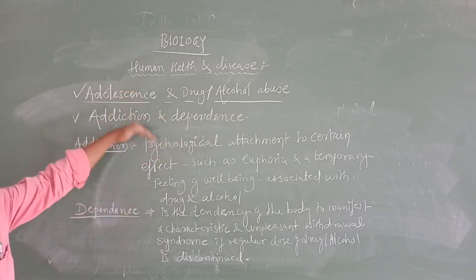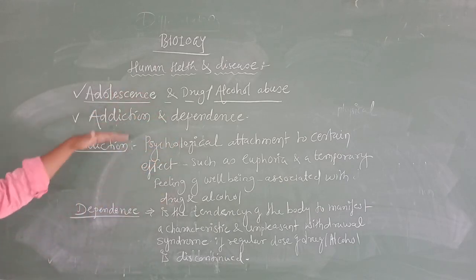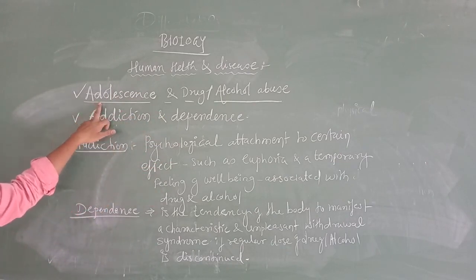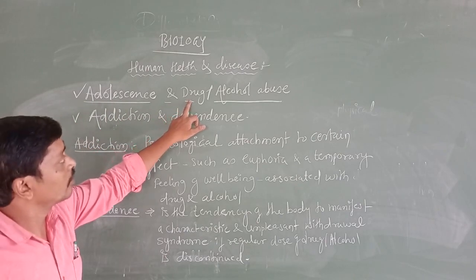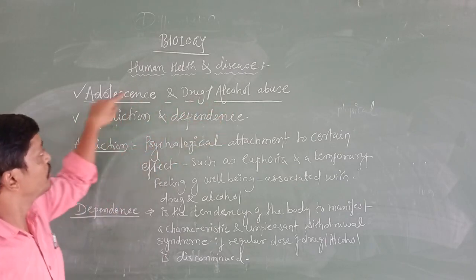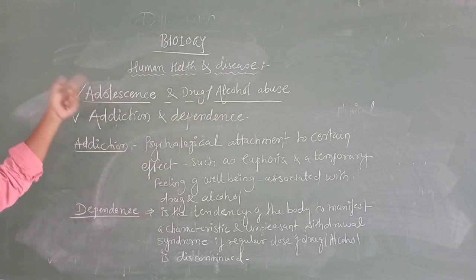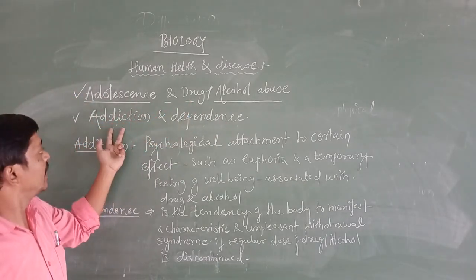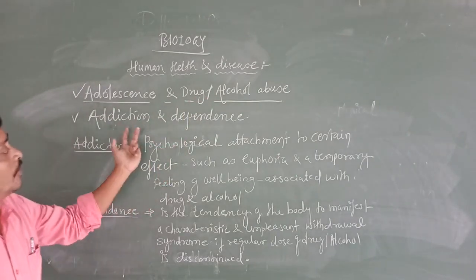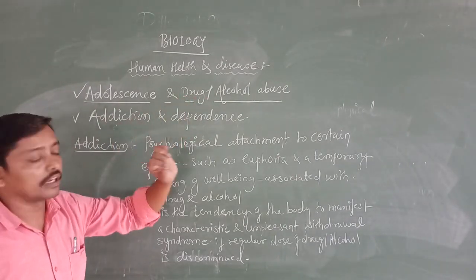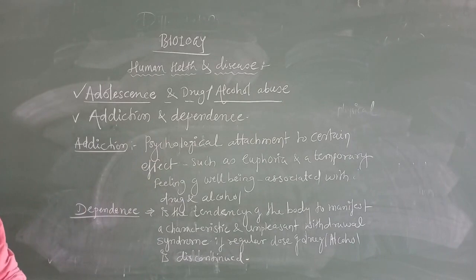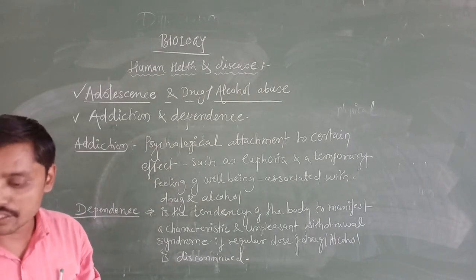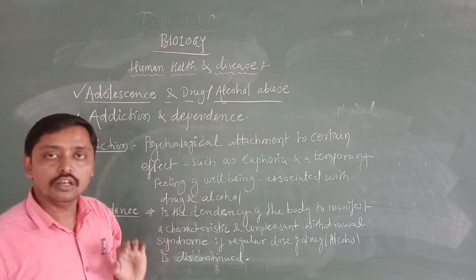So in today's class, in this particular video, we have studied the definition of adolescence and the causes of drug and alcohol abuse in adolescence. After that we have studied addiction with regard to drugs and alcohol, and dependence with regard to drugs and alcohol. Okay, I'll stop here, and in the next class we are going to study the effects of drug and alcohol abuse. Thank you.